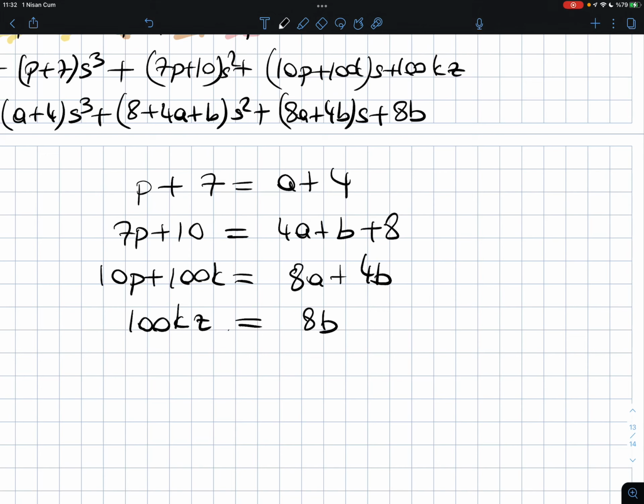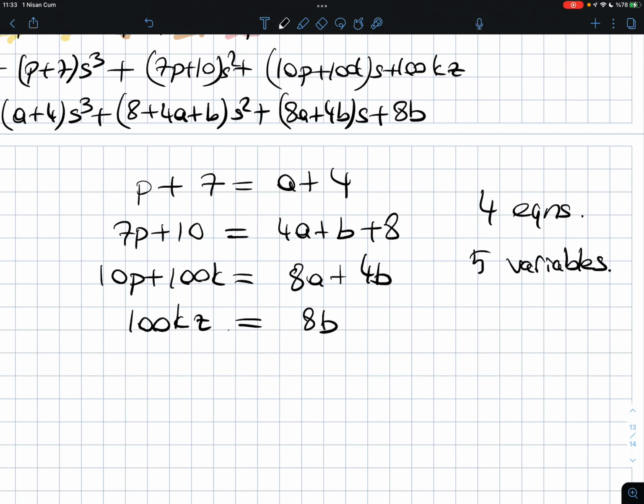Now, we have four equations and the unknowns a, b, k, z, and p. So basically five variables. So of course we don't have a unique solution, we have an infinite amount of solutions in this case. Now, what we can do is choose arbitrary values. Again, in week 5, I mentioned this case. If we have an infinite amount of solutions, we can use tabulation. But, of course, that's not the only way of solving this.